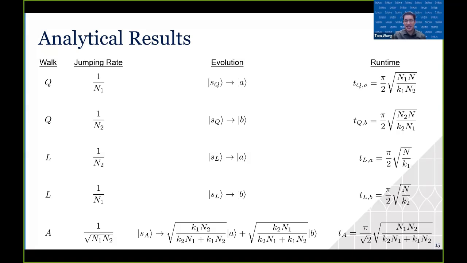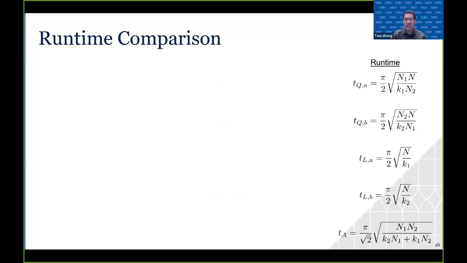Okay, so this is the main algorithmic result. We also have the physics result, which is the physical motivation for the signless Laplacian. And you can see again that the evolution can be different depending on the jumping rate, and the runtimes are all different. So we have these 5 different runtimes that we've called TQA, TQB, TLA, TLB, and TA. And we might want to compare these to see which one is the fastest under different conditions. So let's go ahead and compare these 5 runtimes now.